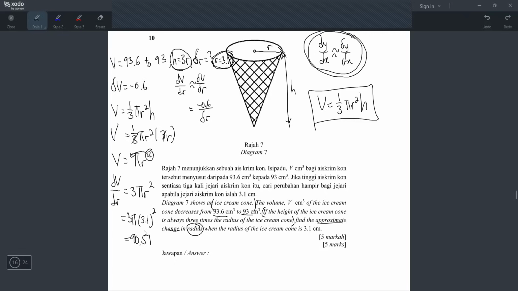I'll just write 90.57. But it's okay. Later, I will use the answer button. So the 90.57 is the dVdr. It means this dVdr, I'll write it here, right? Okay, let's put a line to separate them.